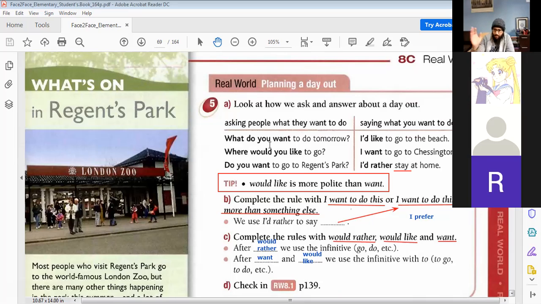What do you want to do after class? What do you want to do later? What do you want to do? What do you want to do if you meet your friend? You can ask your friend, what do you want to do? Where do you want to go? Where would you like to go? Where do you want to go? All of these are general questions you can use.